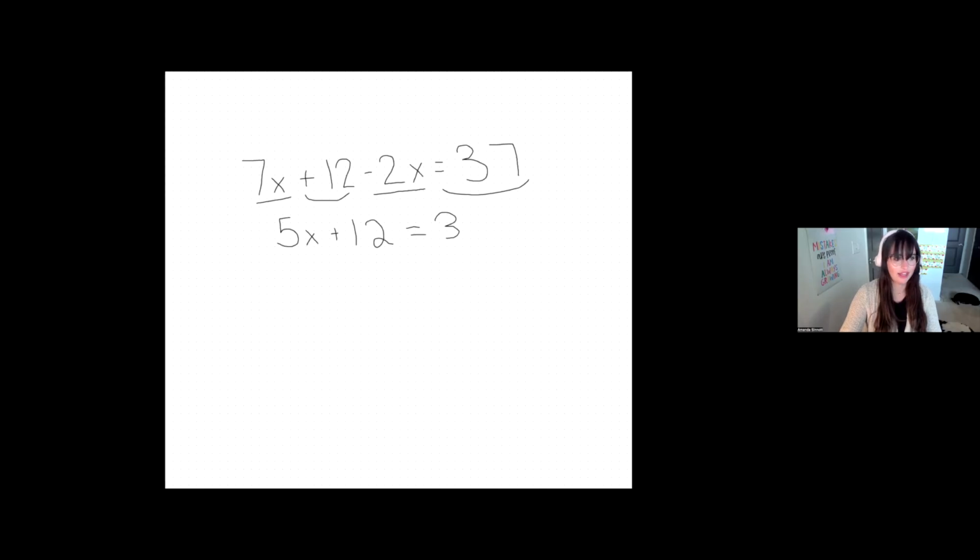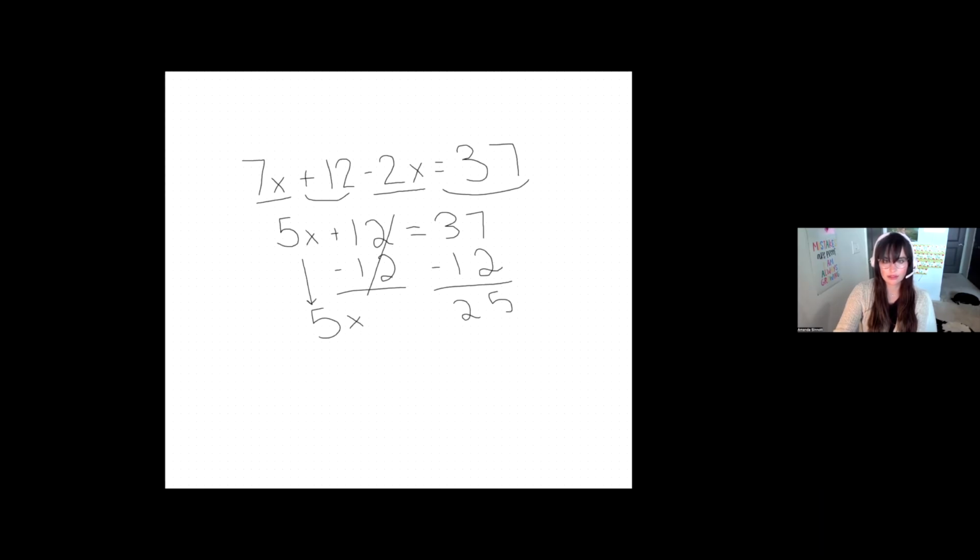Okay, we simplified. Now we want to get rid of this 12. So we have plus 12, so we're going to subtract 12. So goodbye 12. And then we have to do the same thing we did on this side. So we're going to subtract 12 from 37. 37 minus 12 is 25. Okay, we bring down the rest of the equation here. So we got to bring our 5x down. We got to bring our equal sign down. So now we're getting simpler. We have 5x equals 25.